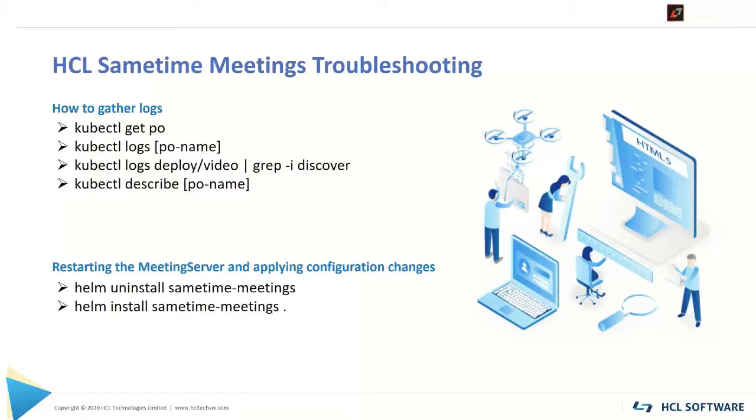Now, similar to Docker, if I need to restart the meeting components and apply configuration changes, I will do this with a couple of Helm commands. Helm is another utility that is used with Kubernetes that basically deploys and configures the individual components. So kubectl is a way to control the components. Helm is a way to modify the components.